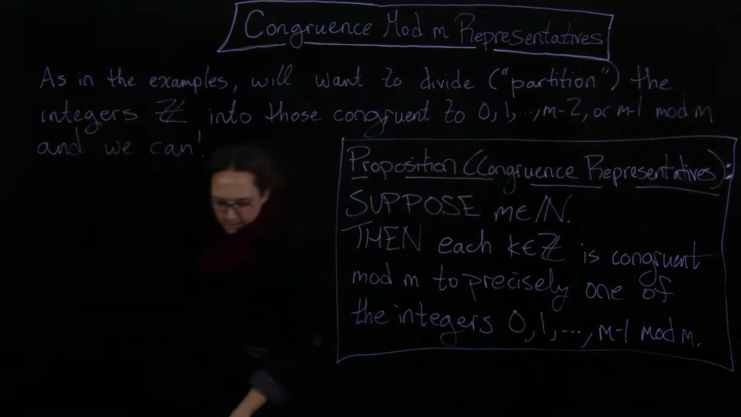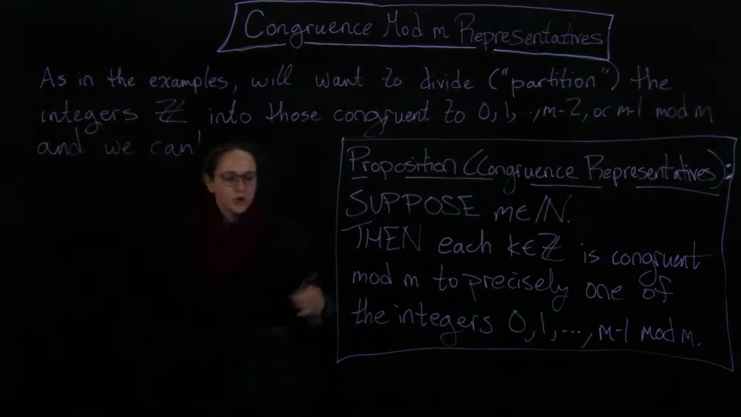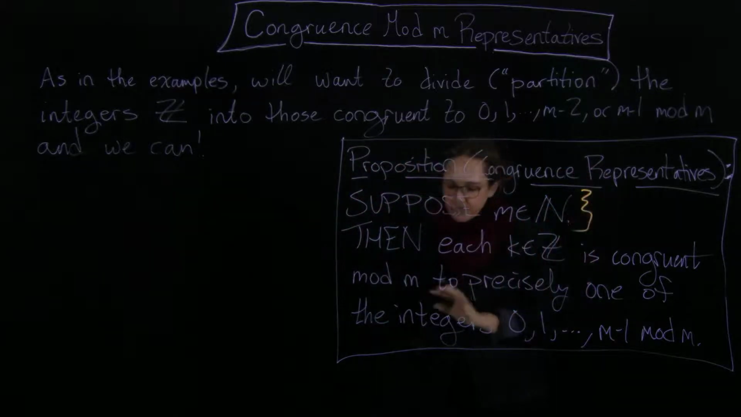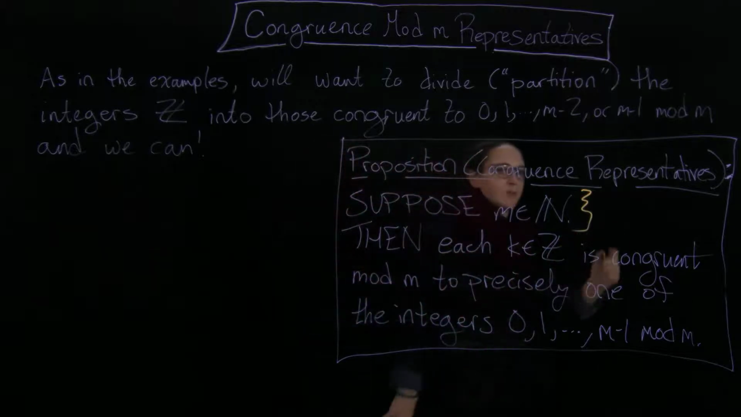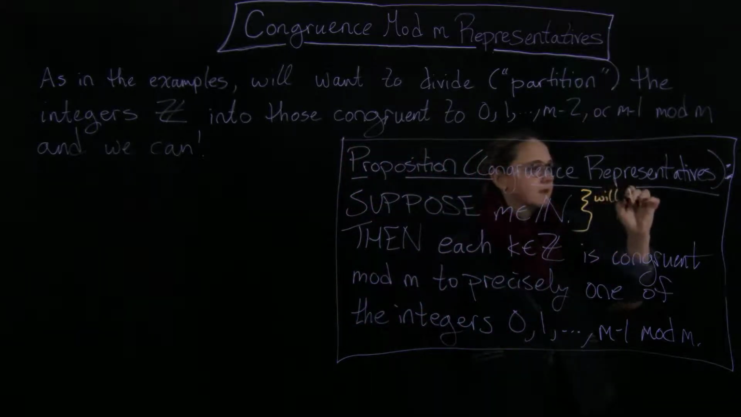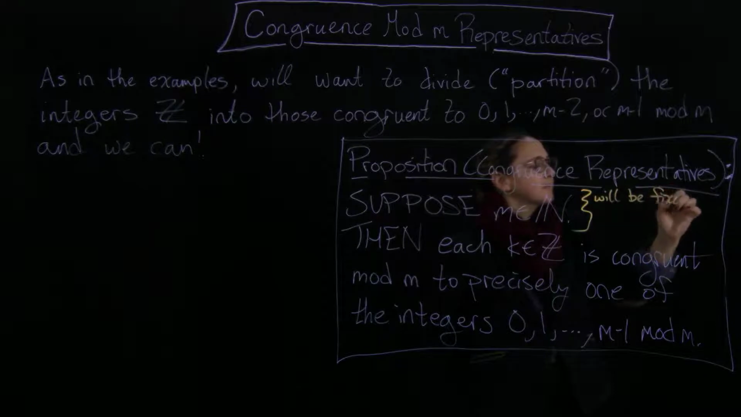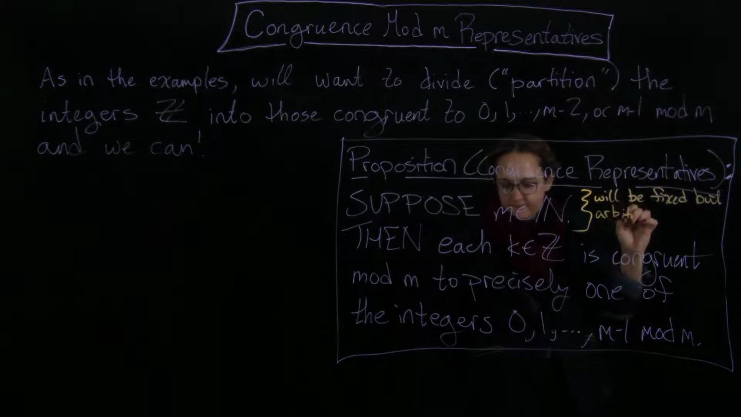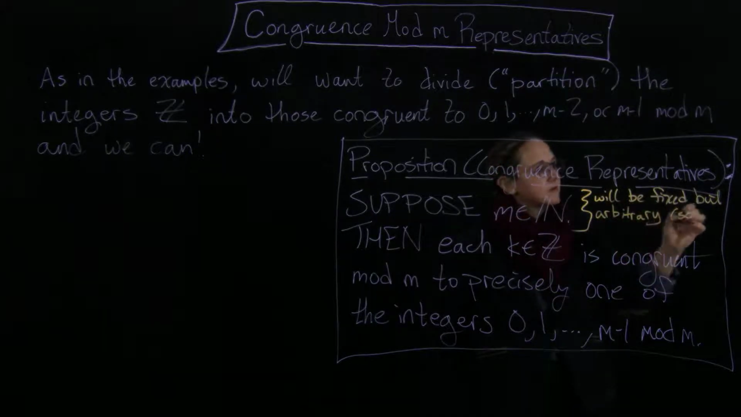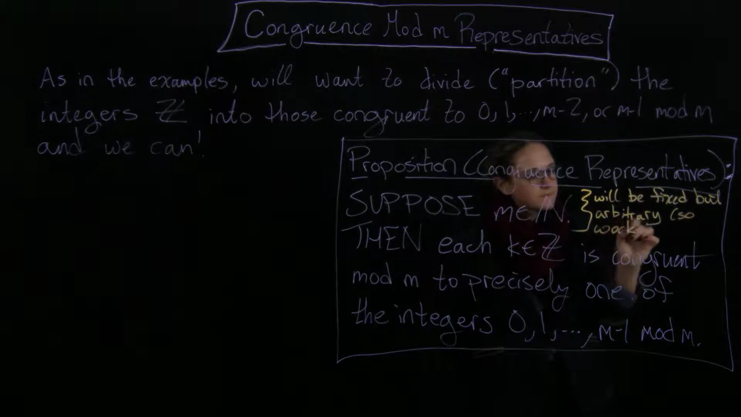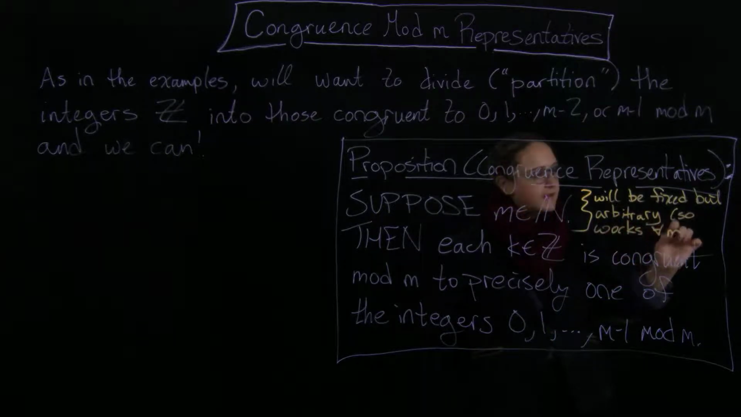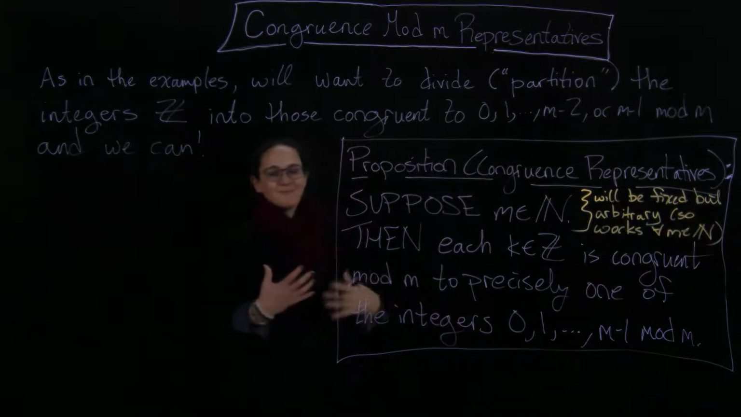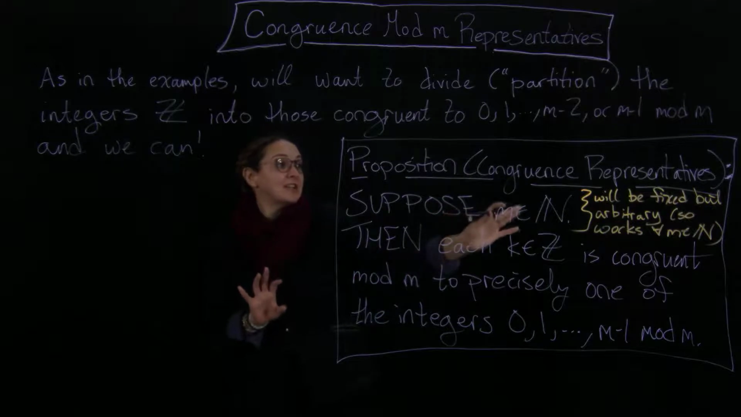Okay. So the first bit we can look at: suppose m is in the natural numbers. This will be fixed but arbitrary, so that it works for all m in the natural numbers. What am I saying here? That you can do this for any natural number.